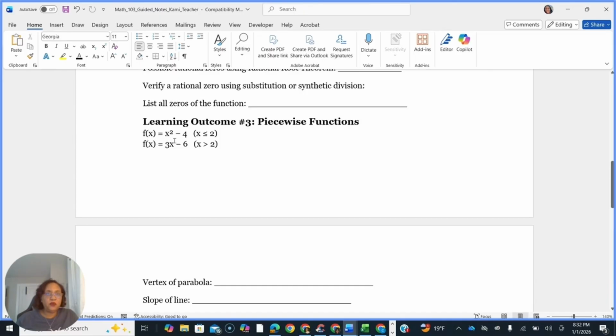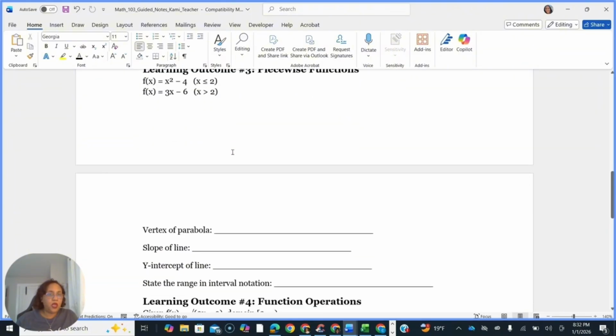So f of x equals x squared if x is less than or equal to 2, and f of x is equal to 3x minus 6 as long as x is greater than 2, okay? You can use Desmos to help you along with this too. I'm just trying to memorize that really quick. Let's see. X squared minus 4. And actually, you know what? It might let me copy.